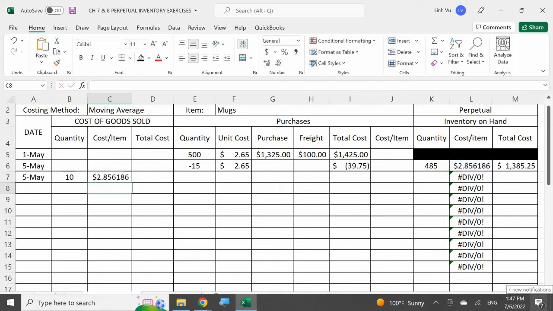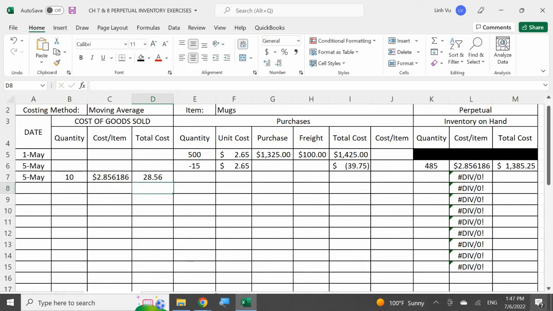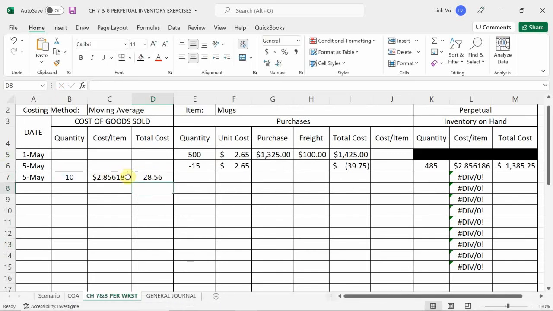2.856, okay, 186, okay. So now what is my total cost of goods sold here? $28.56. Okay? So that's how much it costs me.